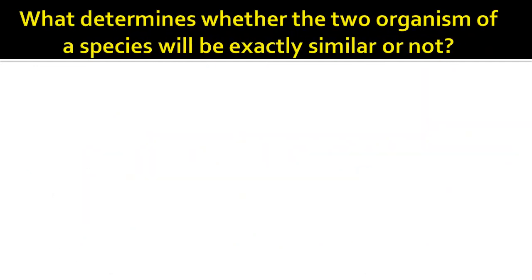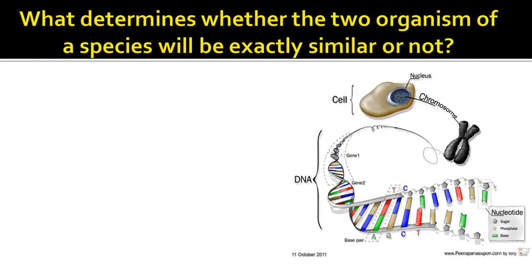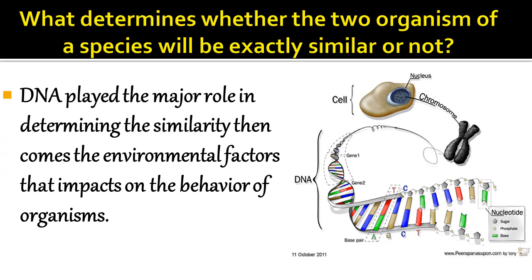Alright, now the next question: what determines whether two organisms of a species will be exactly similar or not? Okay students, here is a cell, and inside the cell we have a nucleus, and the nucleus contains chromosomes, and a chromosome is made up of DNA. So DNA, or deoxyribonucleic acid, plays the major role in determining similarity. Then come the environmental factors, which impact the behavior of an organism.